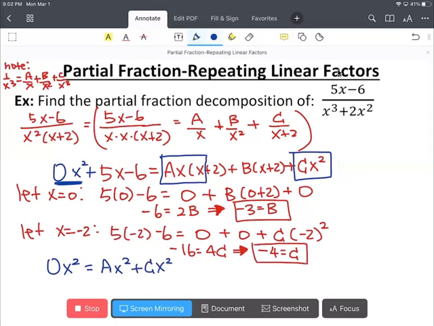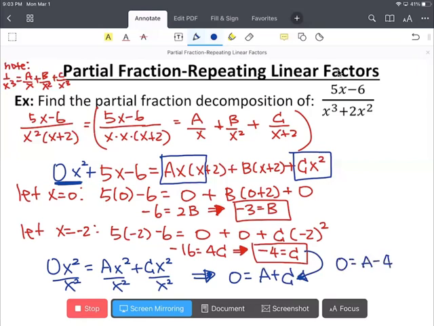And then I'm going to divide both sides by x squared, or each term by x squared. Then we get 0 equals a plus c, and we just found out that our c equals negative 4. When I add 4 to both sides, we know that our a equals positive 4.